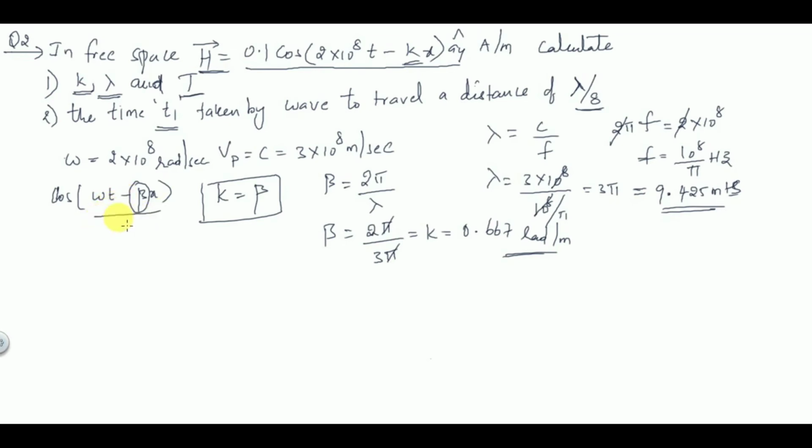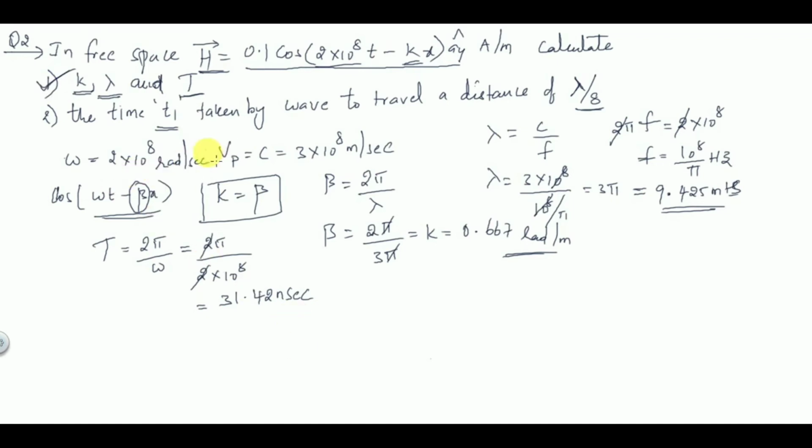So if you compare these two equations, k is equal to beta, so you have got the beta like this. Next, T, the fundamental time period. It is 2 pi by omega. So 2 pi by, what is the omega value? Omega value is 2 into 10 to the power of 8, so the 2 gets cancelled. If you solve for this, it will be 31.42 nanoseconds. Okay, so thus the first question is completed.